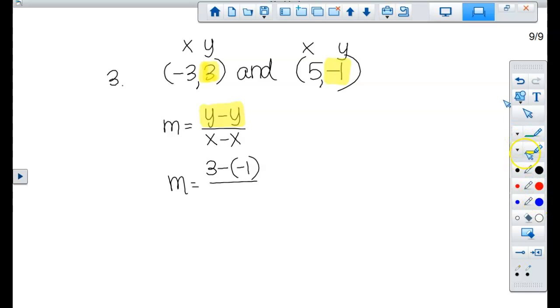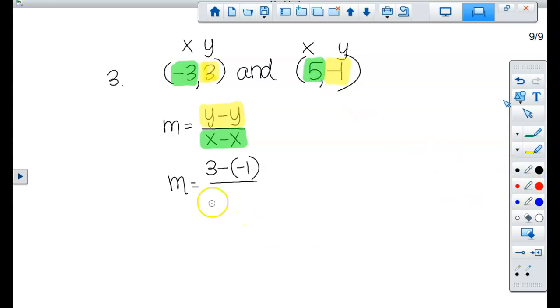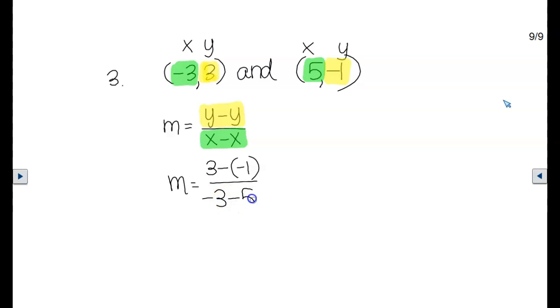All right, next up, we want x minus x. We've got negative 3 and 5 as our x's, and we're going to subtract. So we're going to do negative 3 minus 5. You'll notice on all of these, I am working left to right. So I did 3 minus negative 1, and then negative 3 minus 5. You may also work right to left, but the important thing is that you go in the same direction every single time. All right, so here we go. Let's work this out. 3 minus negative 1 is 4.